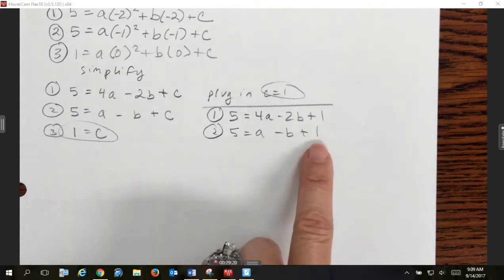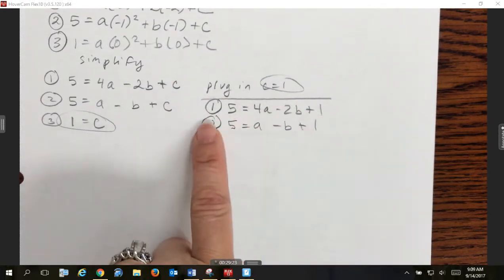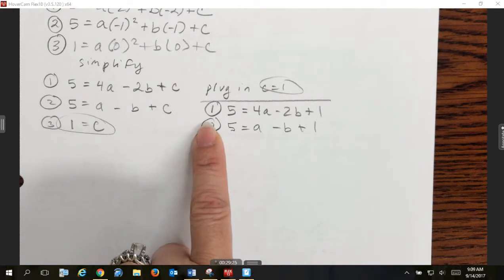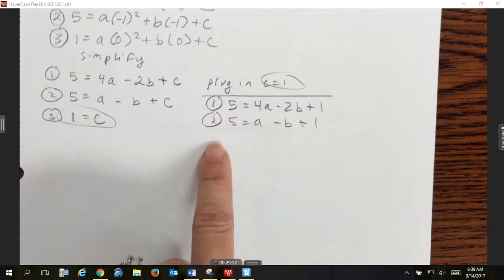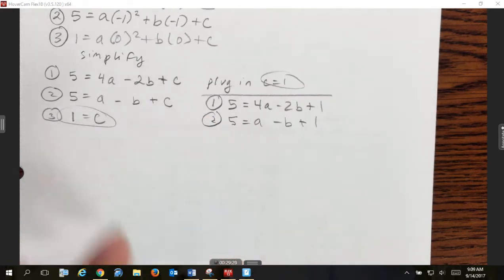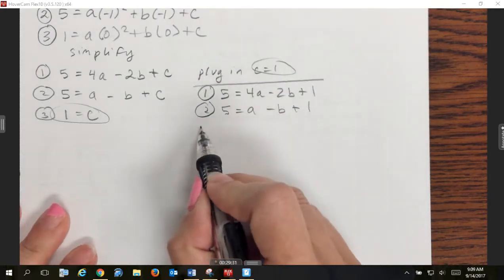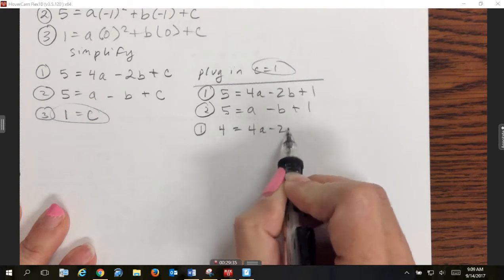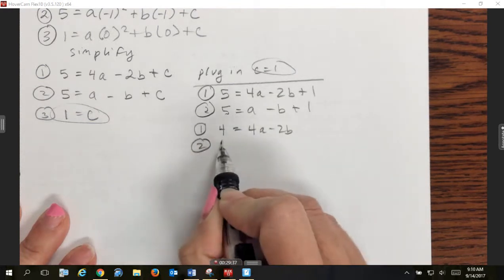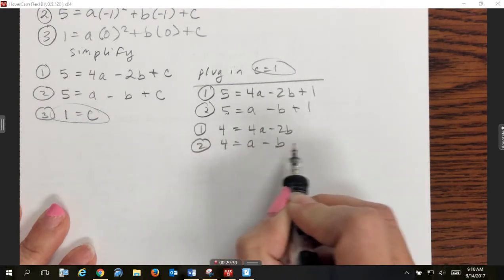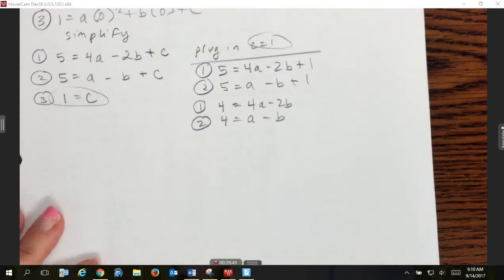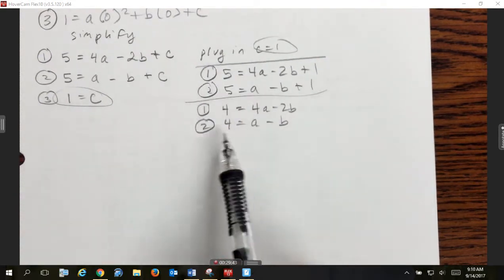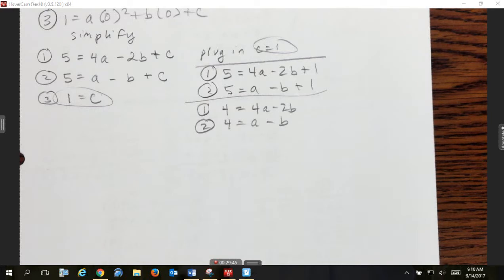I also feel like I want to move the 1's over to join the 5. I'm going to subtract 1 from each side to join that 5. So 4 equals 4A minus 2B, and 4 equals A minus B. So now I have 2 equations with 2 variables. We can just use substitution or elimination.